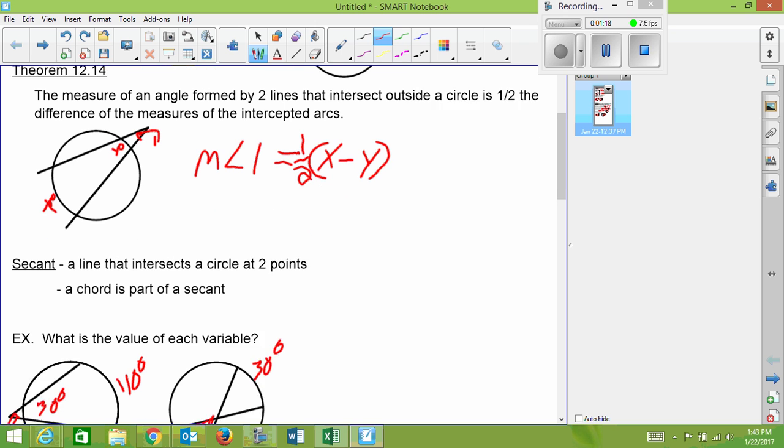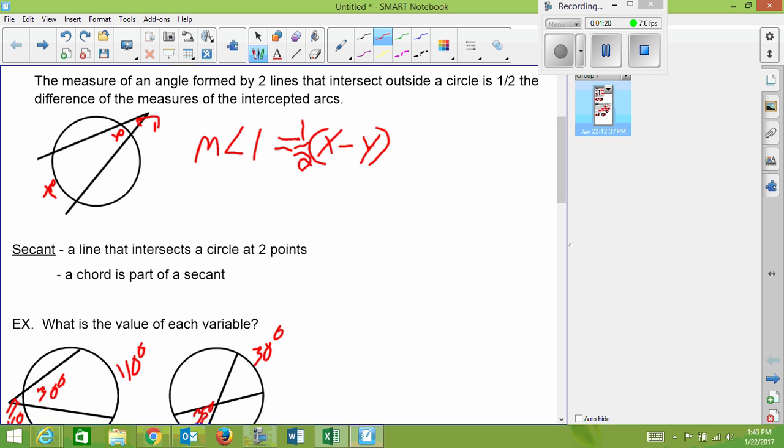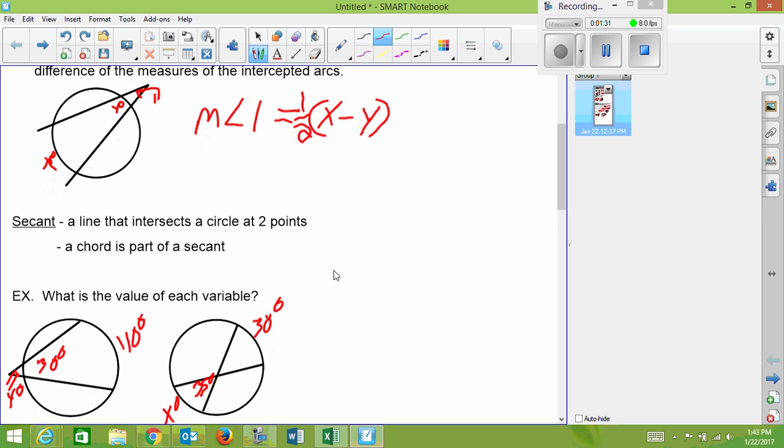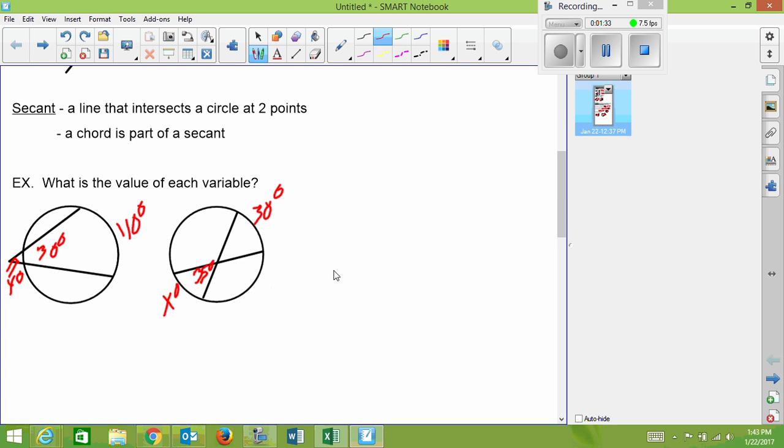So subtract your two intercepted arcs, and then divide by 2. A secant is a line that intersects a circle at 2 points. So up here, this one would be a secant, and this one would be a secant because it is intercepting at 2 points. A chord is a part of a secant. So in this example, I want to find the value of each variable, and I'm going to have to use those rules I just went over, theorem 12.13 and theorem 12.14, to be able to do this.